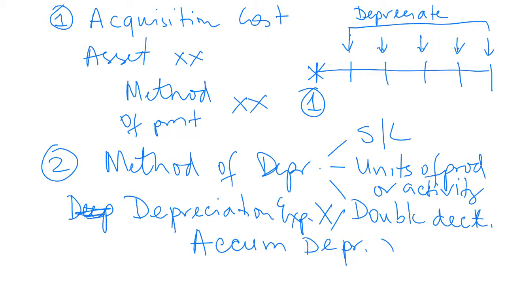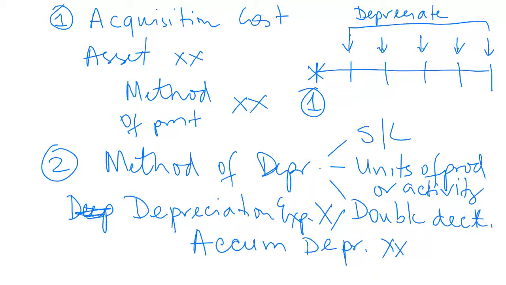So a couple of things that you guys need to know here. Number 1, depreciation expense is an expense account, and as such, it will decrease net income. It will also decrease stockholders' equity. Accumulated depreciation, you are familiar with. Accumulated depreciation is a contra asset account. It reduces the value of the asset account on the balance sheet.